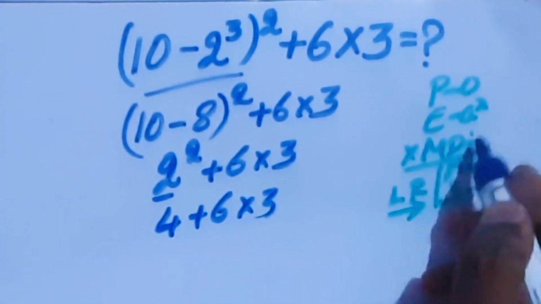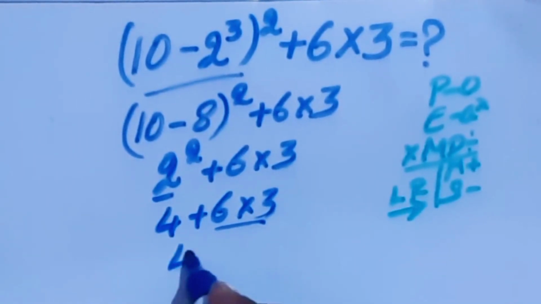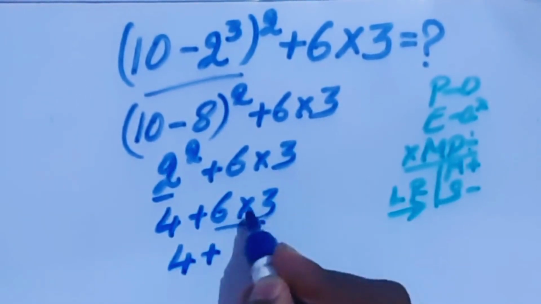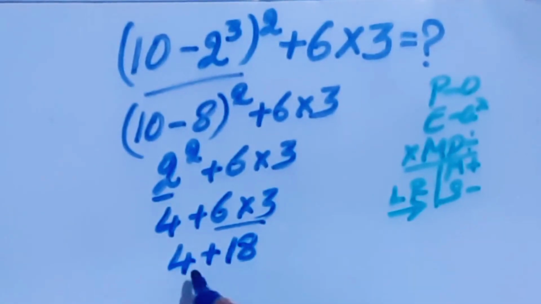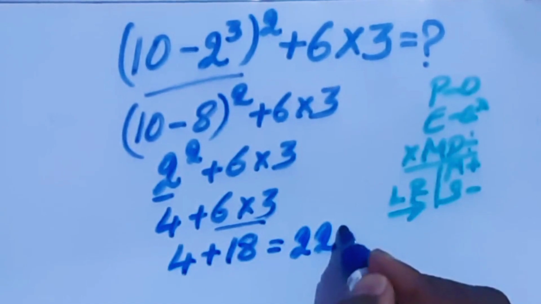Here the next priority is multiplication and division. So we have to do this multiplication before this addition. Here 6 times 3 is 18. Here 4 plus 18 is 22, which is the correct answer.